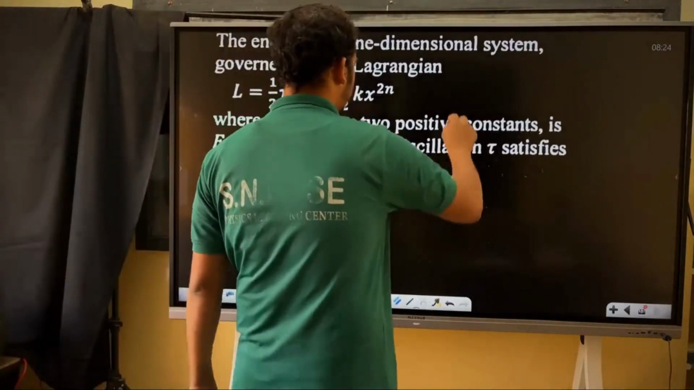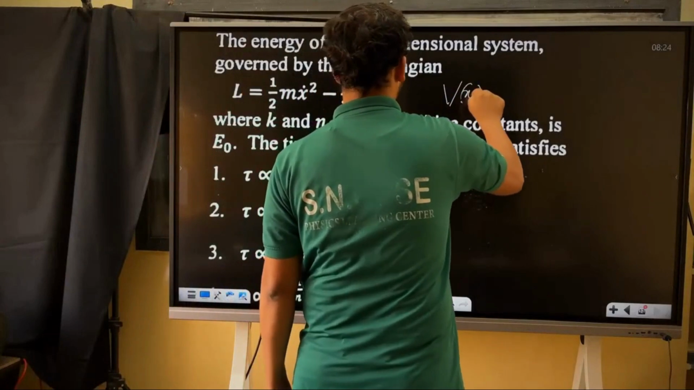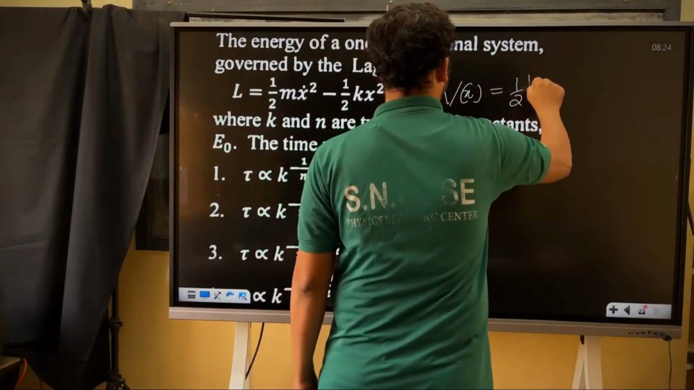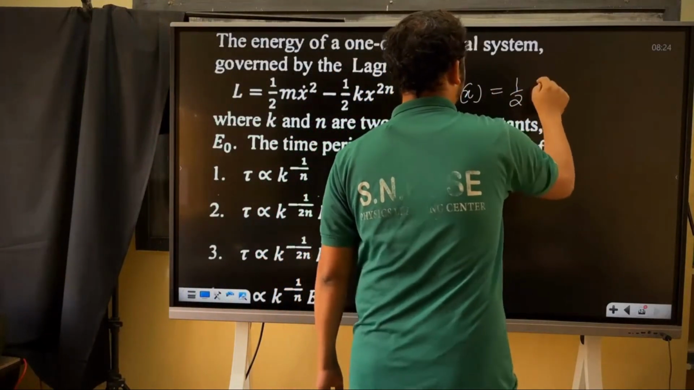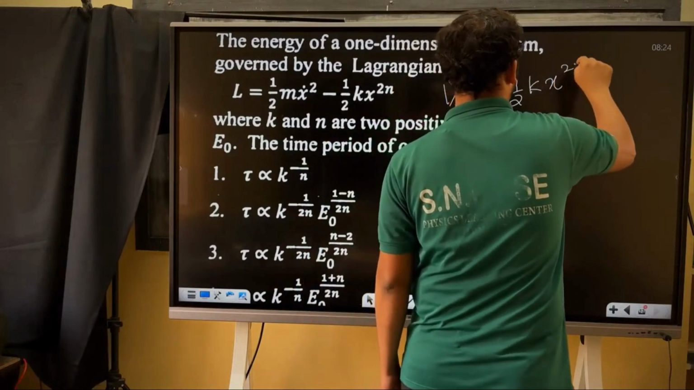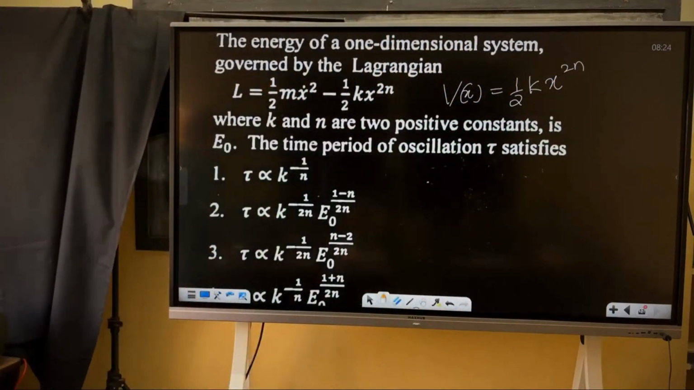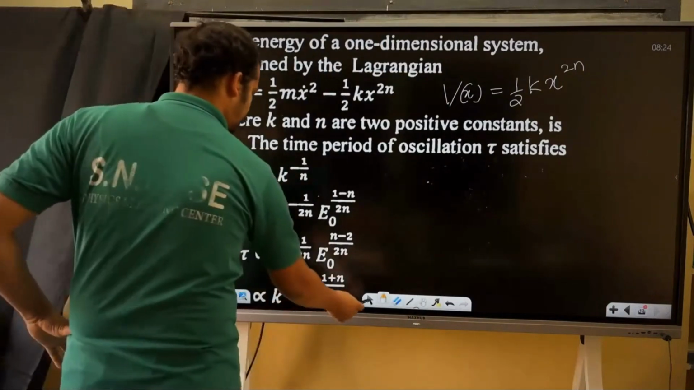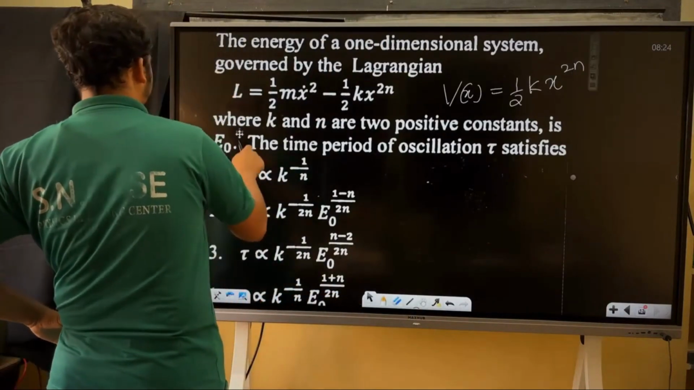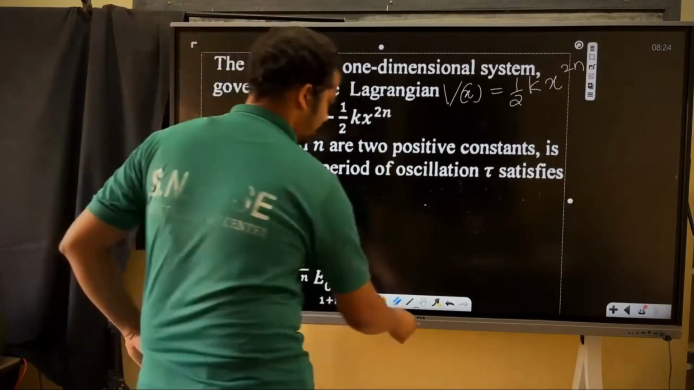Look into this question. V of x equal to half k x power 2n. Now, you should not quickly solve this problem. You should try to eliminate options. Can you think of that one?